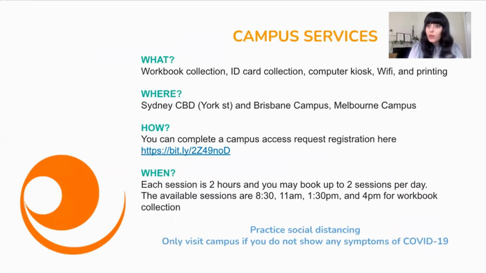As I mentioned, we are operating online, but we do have limited campus services available for our students in the Sydney, Brisbane, and the Melbourne campus. So if you would like to collect your textbook, if you need to collect your student ID, or use any of the facilities at the campus, you simply need to fill out a campus access registration. And this is a short form where you can book your visit to the campus.